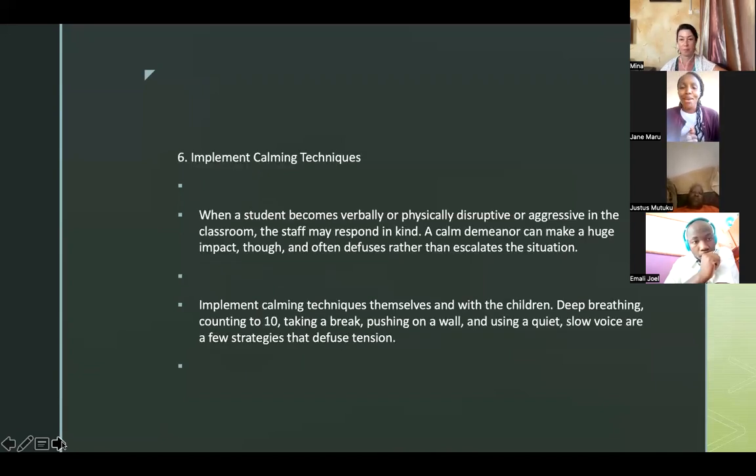So implement calming techniques. When a student becomes verbally or physically destructive or aggressive in the classroom, the staff may respond in kind. A calm demeanor can make a huge impact, though, and often diffuses rather than escalates the situation. Listen to the learners. Let them not see that you are angry at them.